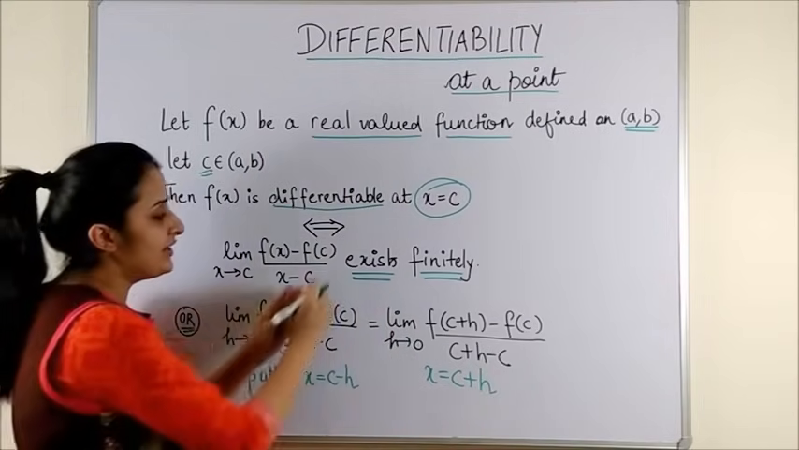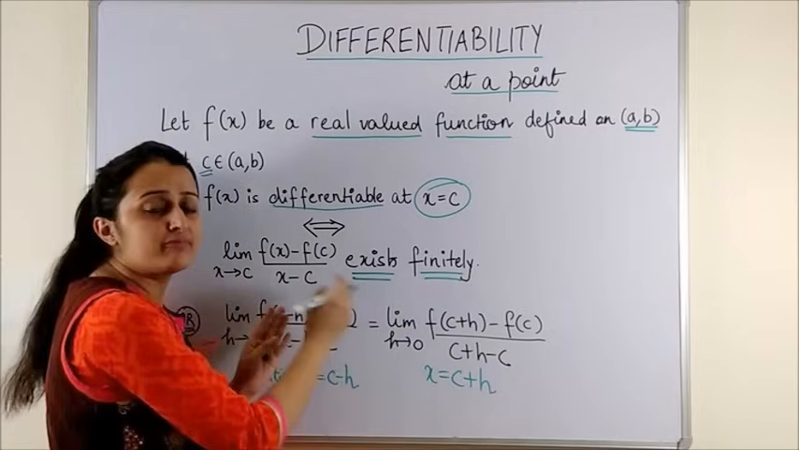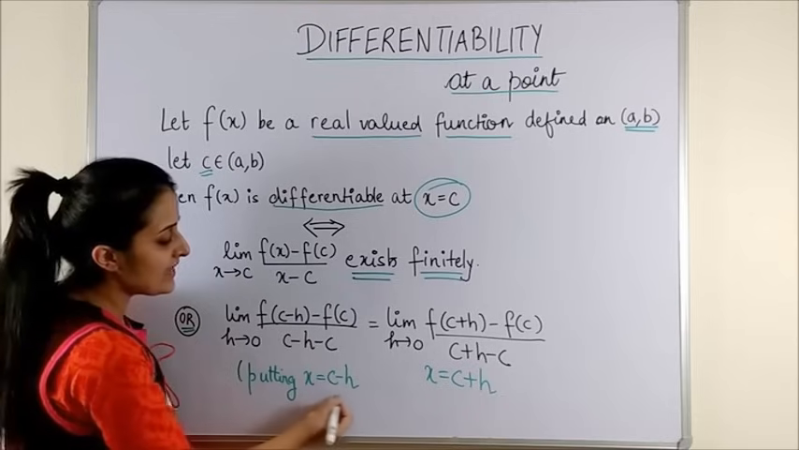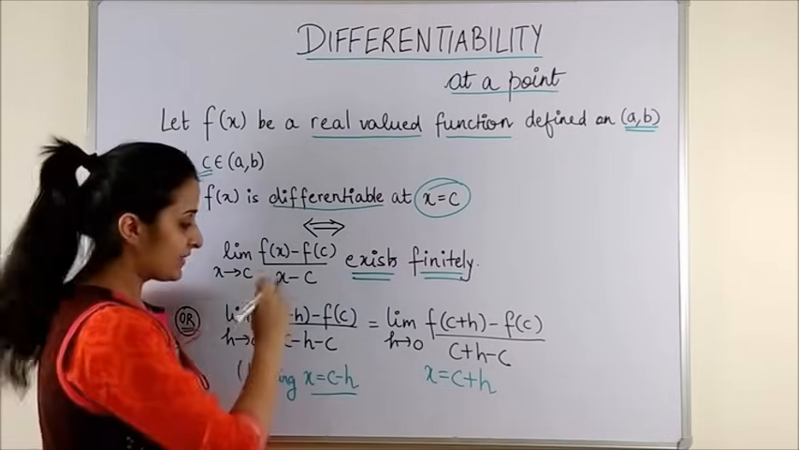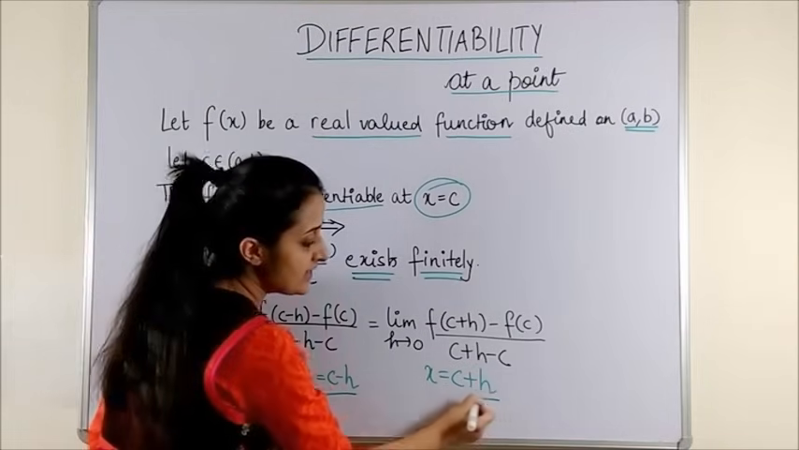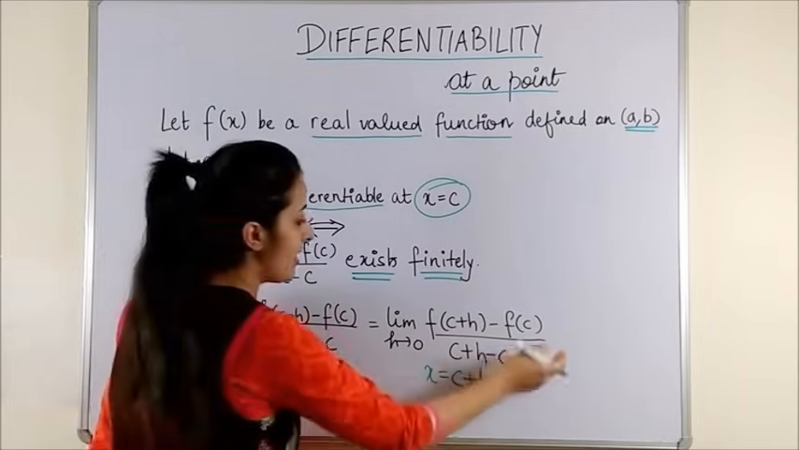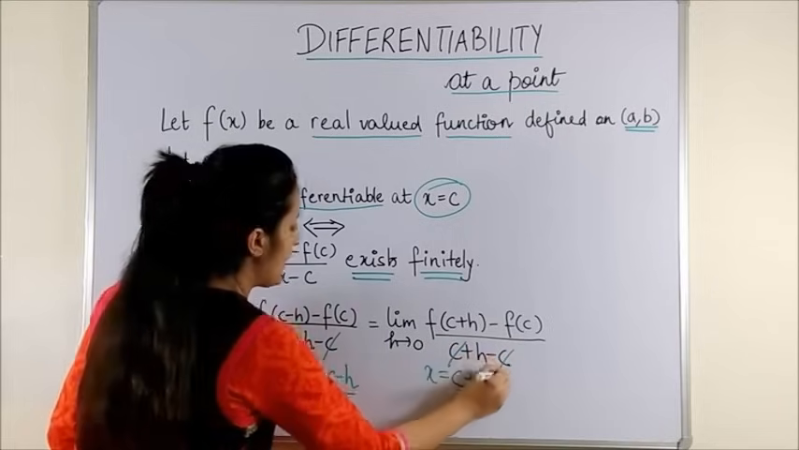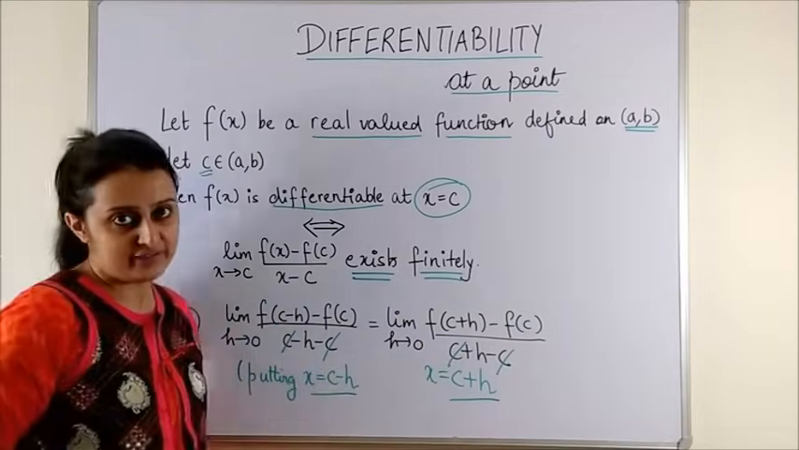Or if I try to split it in terms of my left hand limit and right hand limit, by substituting x as c minus h for LHL and x equal to c plus h for RHL, these c's get cancelled and this is the final definition.